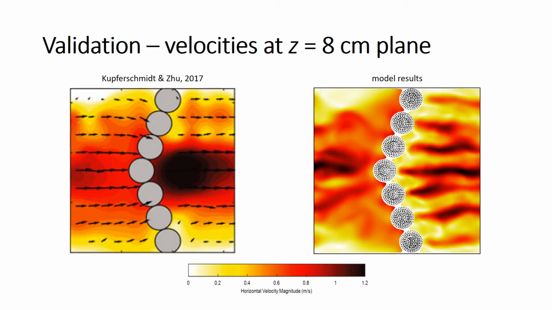Validation. Velocities at z equals 8 cm plane. The agreement of velocities was satisfactory. Note that the left figure and the corresponding legend are copied from the reference paper, and that visualization of model results on the right is made by applying approximately the same color scheme. Despite certain discrepancies, the overall picture is similar enough, especially because we are looking only at the selected slice of the selected observation area.